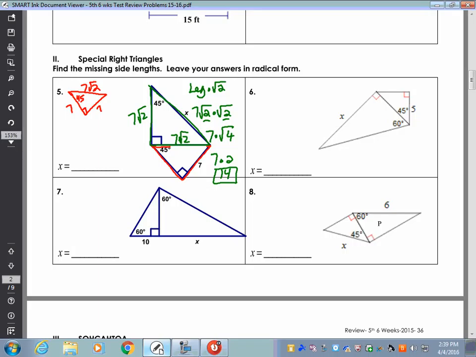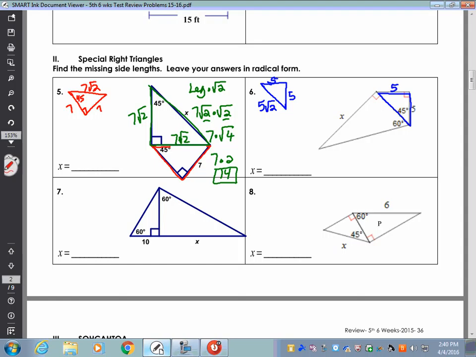So, on 6, you need to start with the triangle that you have a side measurement for. This would be my 45, 45, 90 with the leg of 5. So both legs are 5. If you want to redraw them to help you problem solve, do so. Remember, the hypotenuse is whatever that leg is times square root of 2. So I'm just going to put 5 square root of 2. The 5 goes in front of the square root of 2.